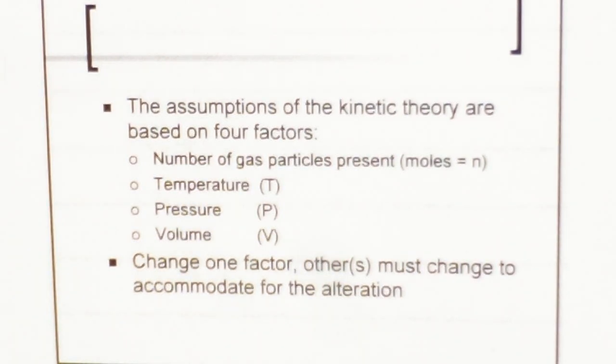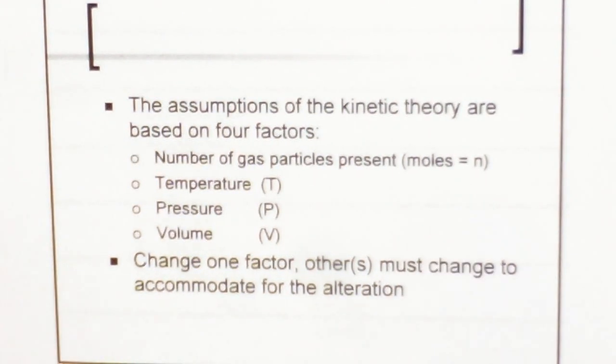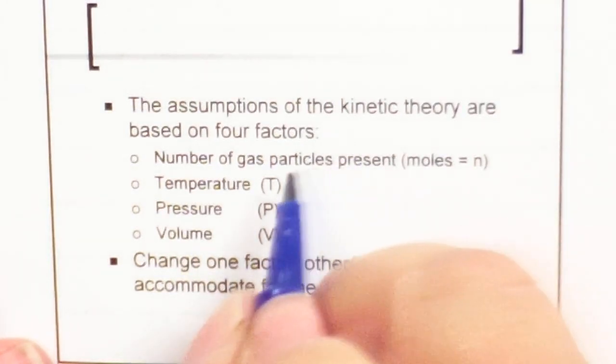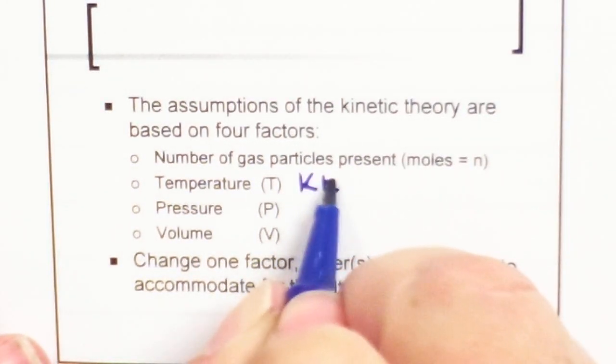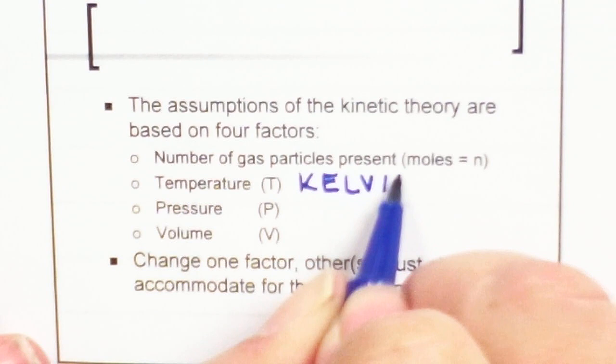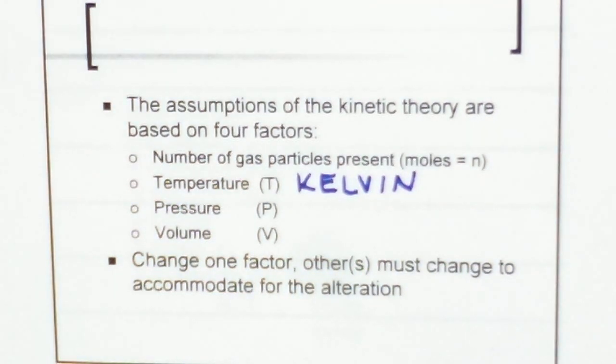And the 4 factors are this: the number of moles in the sample, which is a lowercase n. The temperature, which is an uppercase T and must always be in Kelvin. Always. For this unit, you cannot use degrees Celsius. You have to always switch to Kelvin. The pressure, which is represented by a capital P, and the volume, which is capital V.